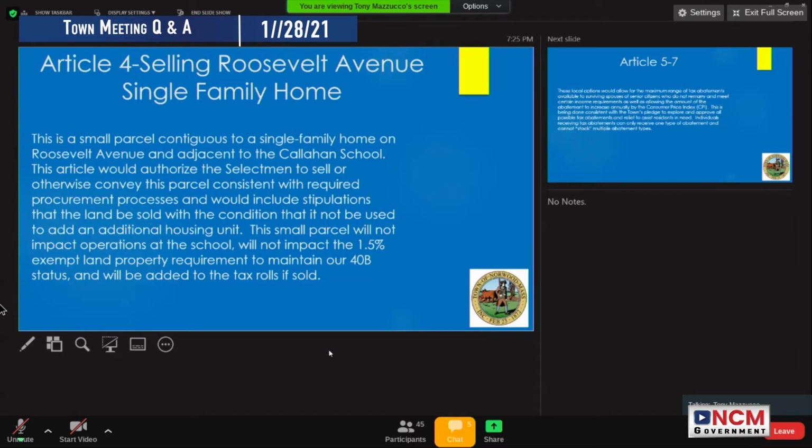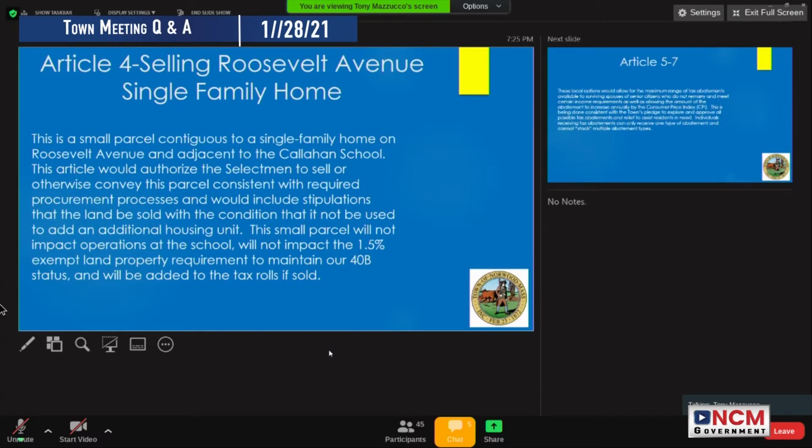It just gives the opportunity for them to sell the property, which would make their lot sort of more contiguous. And to avoid the potential of somebody getting a double lot, the selectmen would only be selling it with the condition that it not be used for a double lot or to split a lot. If you look at the property, it is sort of right at the end of that little roundabout by the Callahan school. So it would make sense to sell it and just sort of round out that lot, and hopefully the town gets a little bit of money for it.